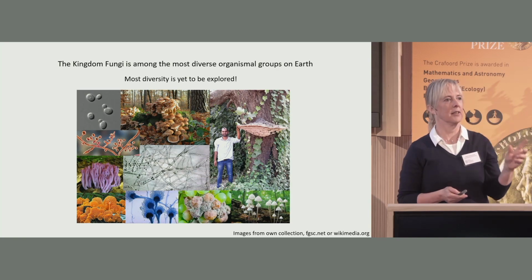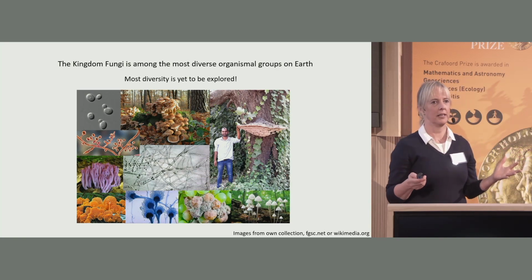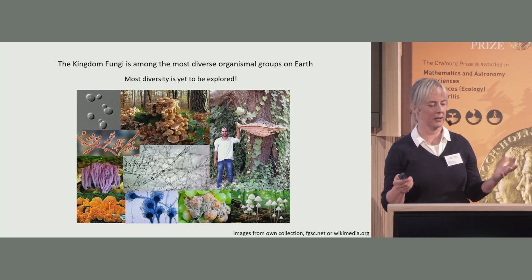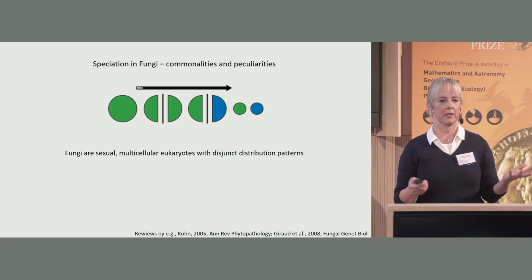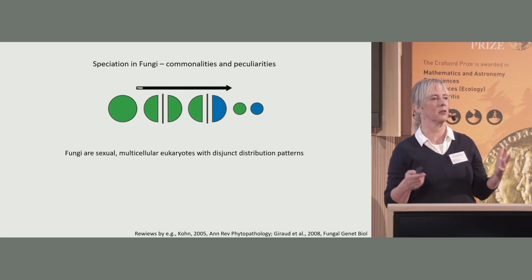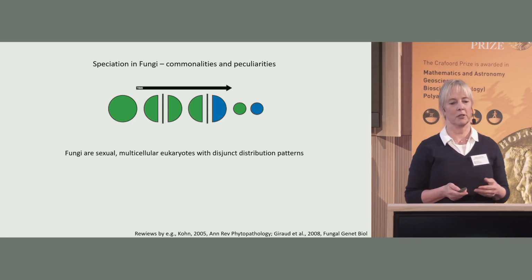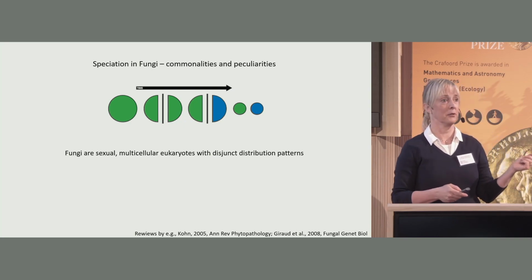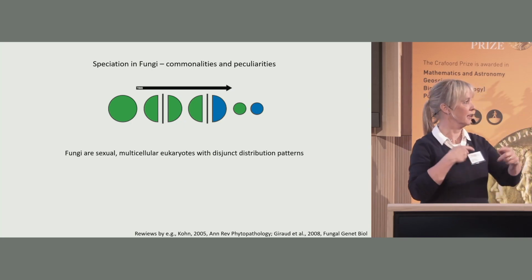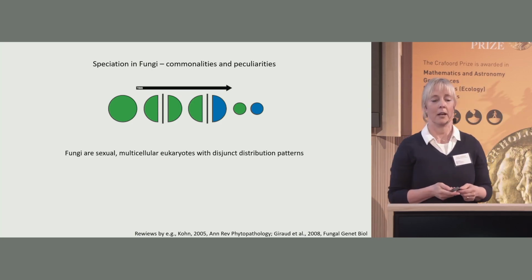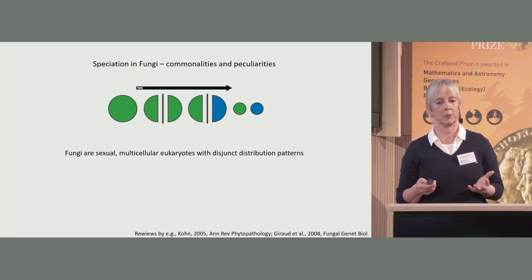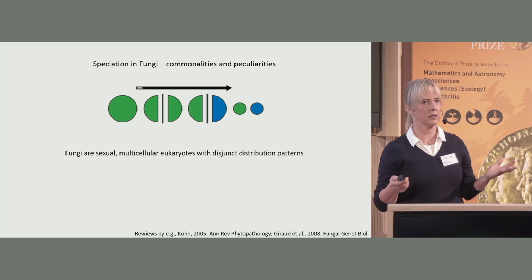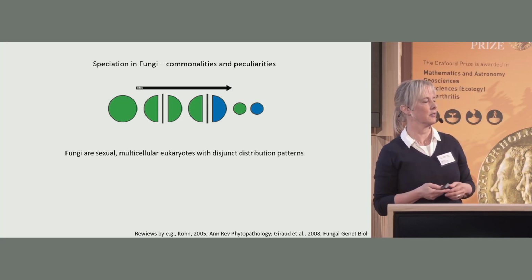When I was invited to give this talk, I thought, I want to give you something to take home with you: that fungi are not so weird. They have commonalities and peculiarities, but many, many commonalities with other eukaryotes. For example, they are sexual organisms. They go through meiosis and karyogamy. They alternate between haploid and diploid. They are multicellular, most of them, and some of them have disjunct distribution patterns, so they are quite good models for studying diversification in nature.